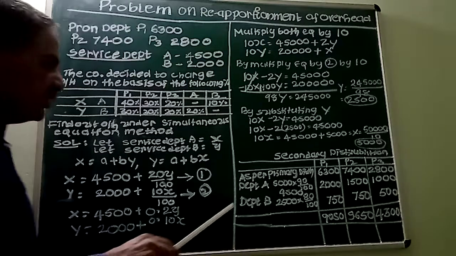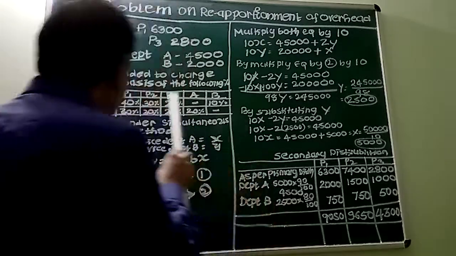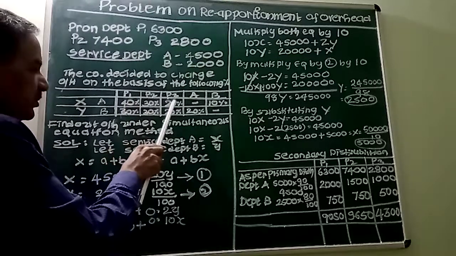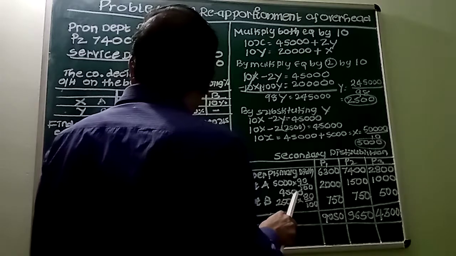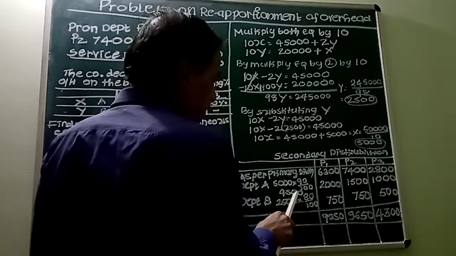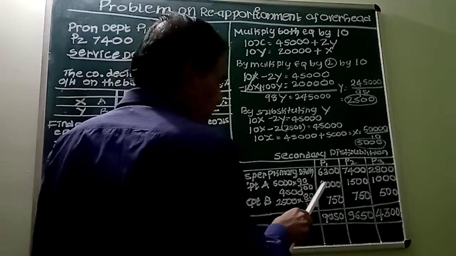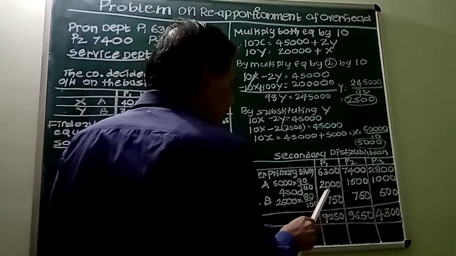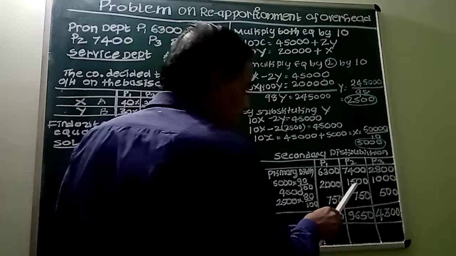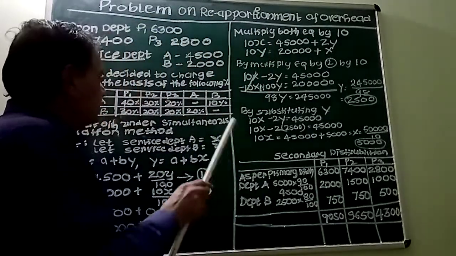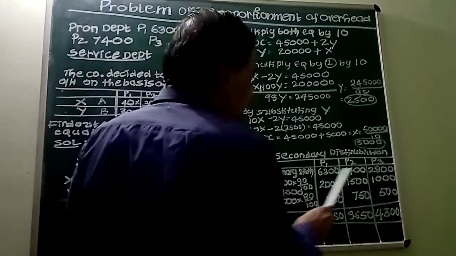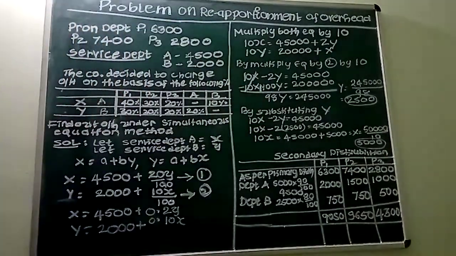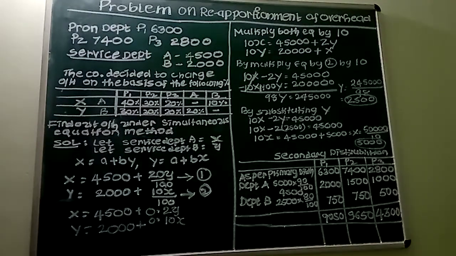So if you distribute 4,500 in this ratio, 4 is to 3 is to 2, you get 4 by 9 of 4,500 is 2,000, and 3 by 9 of 4,500 is 1,500, and 2 by 9 of 4,500 is 1,000 rupees.